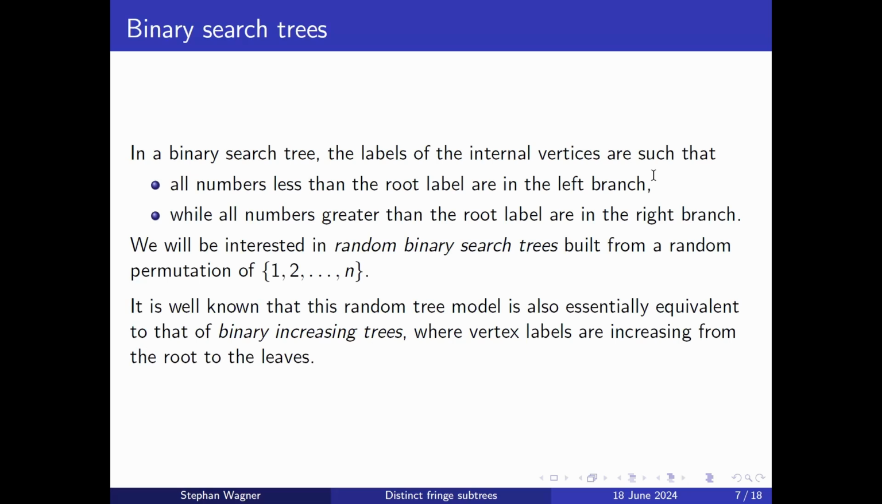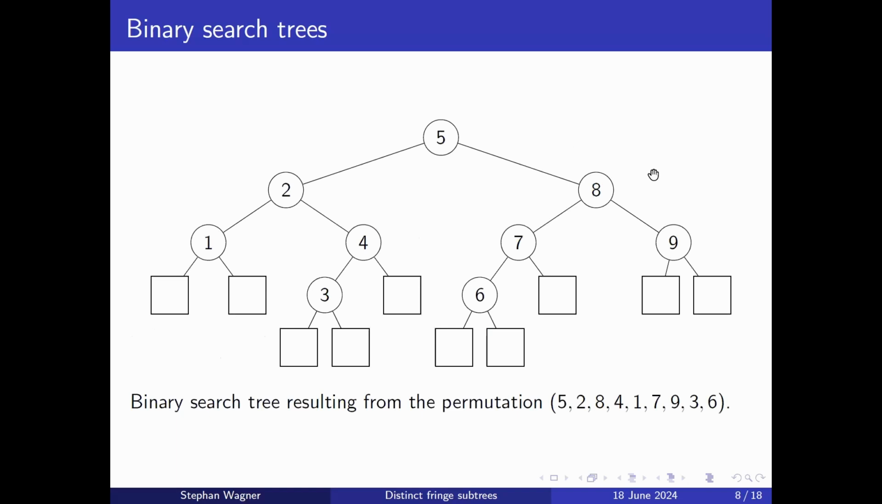It's also reasonably well known that this particular random model is equivalent to what you get from binary increasing trees, where the labels are increasing from the root to the leaves, in the sense that the shapes of the trees that you get from the two random models are the same. So the probability measures on the shapes are the same. To illustrate this, here is an example of such a binary search tree built from a given permutation. You see that you've got the smaller labels to the left and the larger labels to the right of the root.